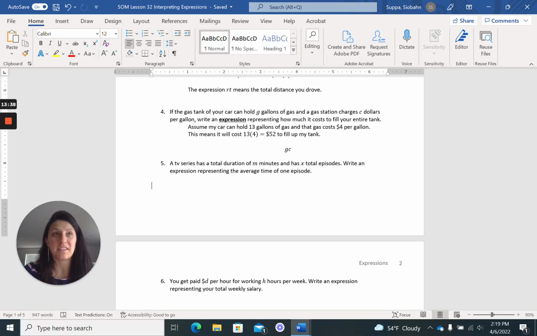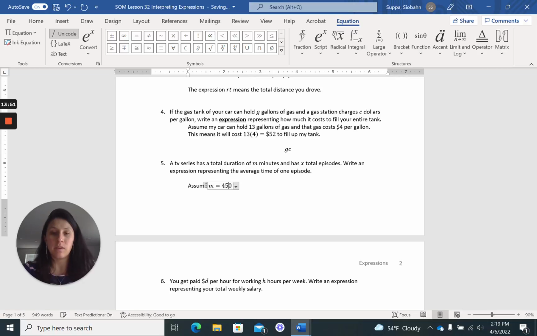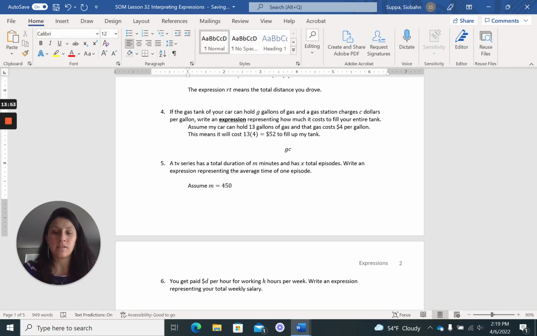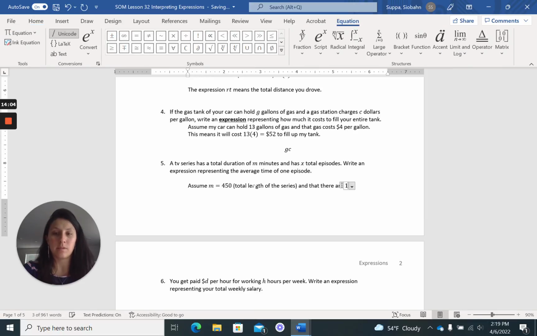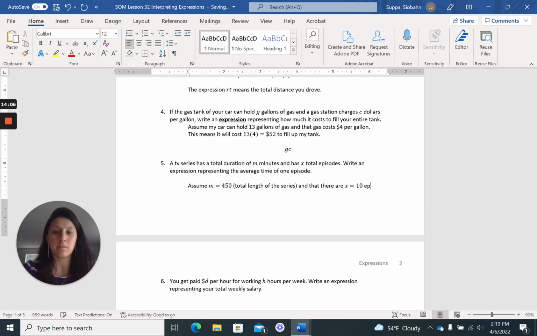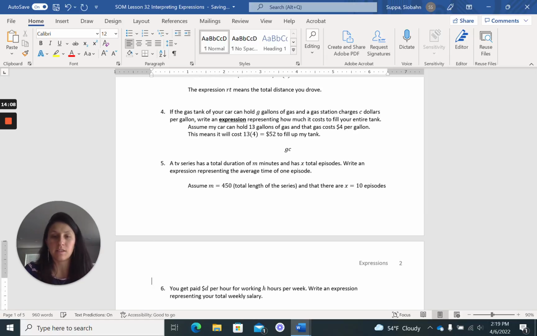So I was sitting there thinking, you know, if it had a total of, so here we go, there's my strategy again. I just do it in my head quickly because I've had a lot of experience with these problems, but feel free to write out an example. Assume M equals 450. Remember, this is the total length of the series. And that there are 10 episodes. So we'll put X equals 10 episodes so that we remember that that's what X means.